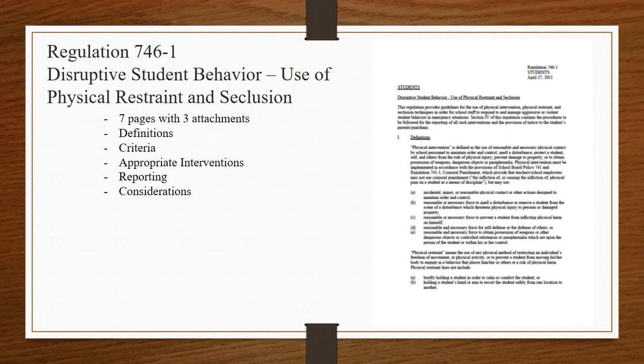Physical restraint means using a physical method to restrict any individual's freedom of movement. So we are familiar with Handle with Care. This prevents a student from moving his or her body to engage in a behavior that places him or her or others at the risk of physical harm. So we always think about, could the student cause harm to himself, or is he causing harm to himself or herself, or are we preventing them from causing harm to others or damaging property?